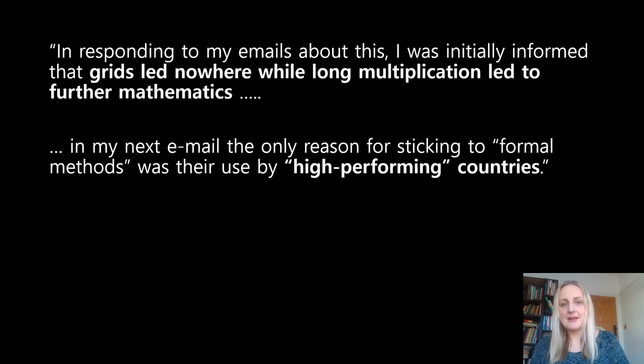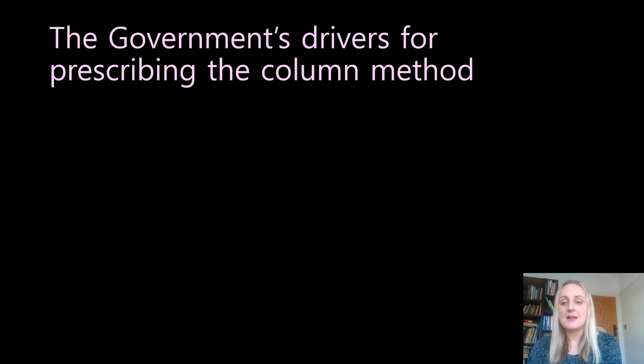In the next email, they backtracked, they changed their mind, and they said, actually, we're just doing this because high-performing countries use column methods. This is really interesting, because I'm gathering information on why the government decided to introduce the prescribed formal methods. Looking at this and at the things that Liz Truss has said in the media, we can gather together a list. I've pulled together four reasons how the government justified prescribing the column method for multiplication in primary schools.